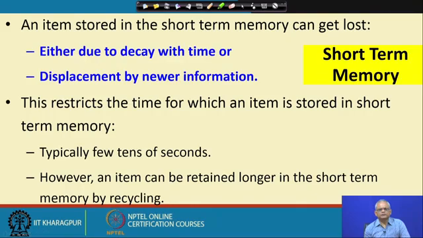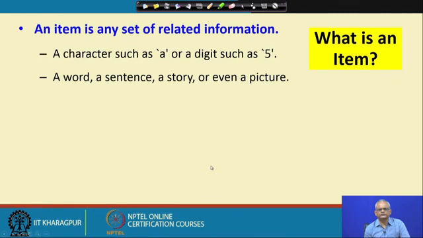But somebody can remember something longer by recycling in memory. For example, you went to the market, wanted to buy some things, and you just keep on recollecting again and again what you need to buy. So, recycling in the short term memory. But then we said that the short term memory stores items, but what exactly is an item? An item can be a character, it can be a digit, a character like A, B, etc., a digit like 5, 6, etc. It can be a word, a sentence, a story and even a picture.